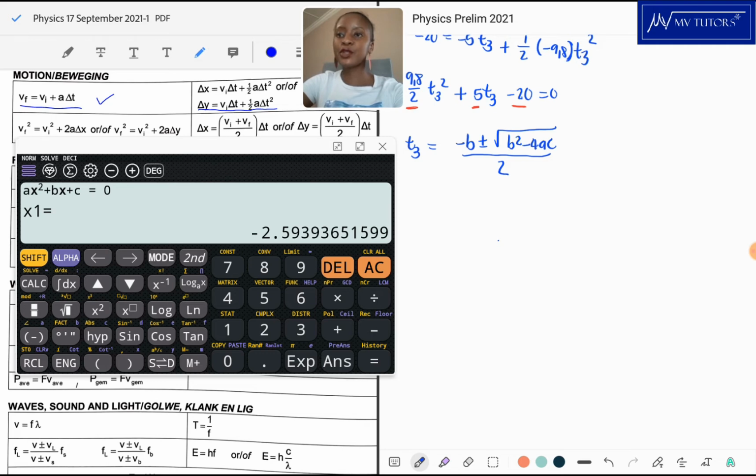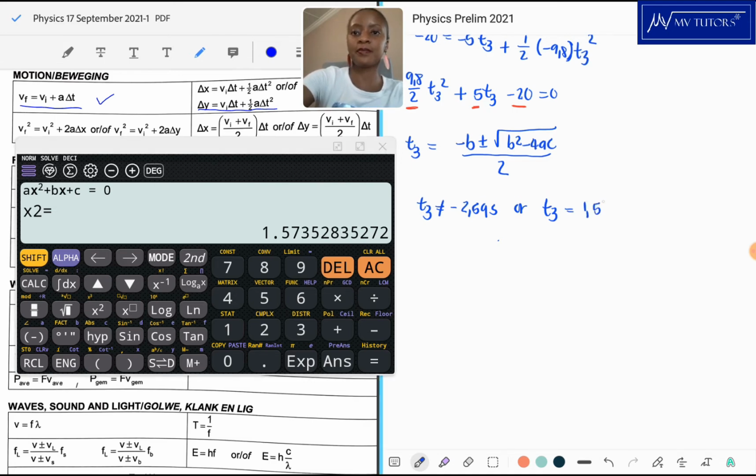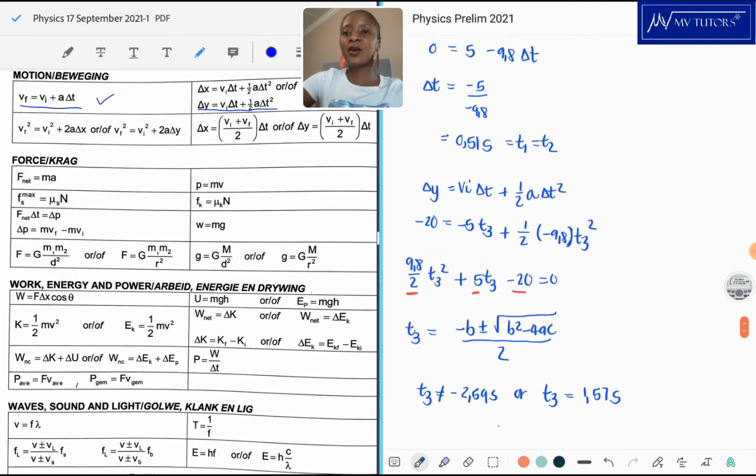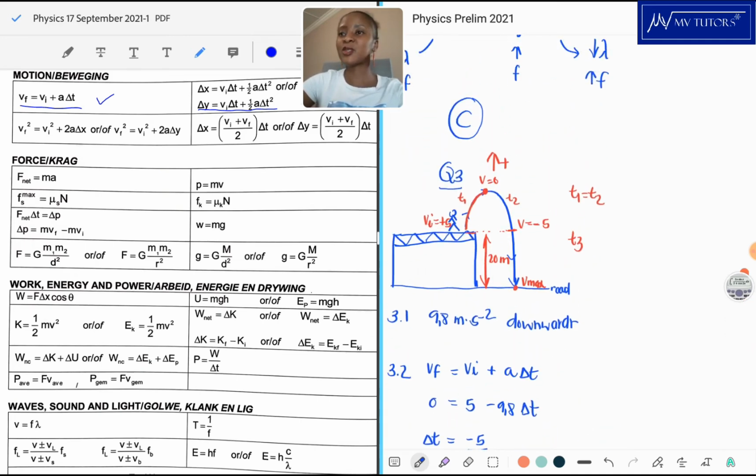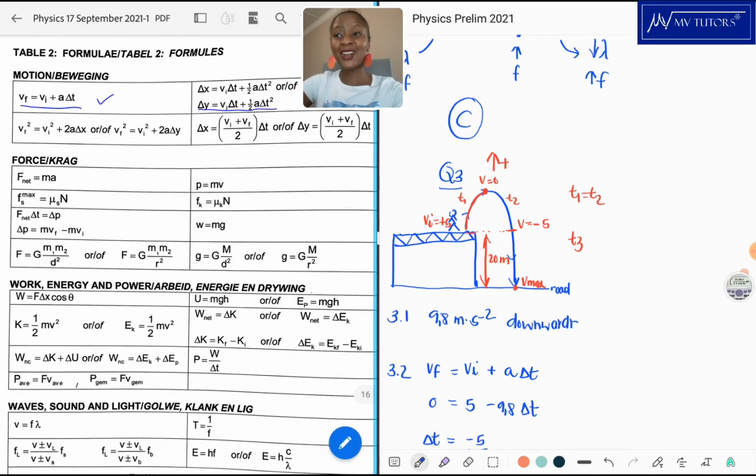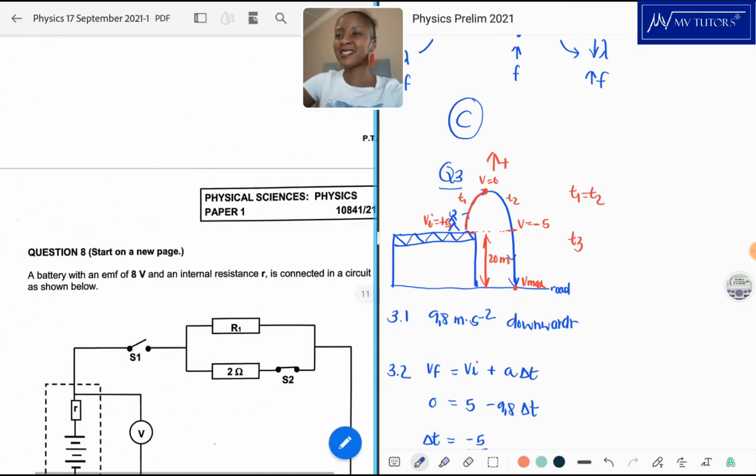We get negative 2.59. You know that a time cannot be negative, so that is not a solution. On the other hand, we get 1.57. So now, having a look at, wow, this question was long. How many marks is this?